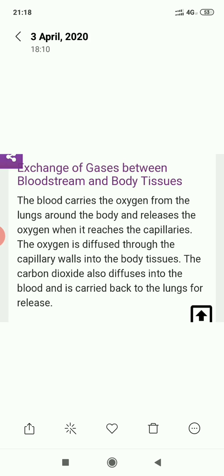From the lungs the oxygen will be carried into the body with the bloodstream, and it reaches the capillaries and then the body tissues, whereas the carbon dioxide will be carried from the body organs and tissues to the lungs, and then it will be released out of our body through the nostrils. So this is the exchange of gases between the bloodstream and body tissues. If the air has reached the lungs, then how will it be distributed to all other parts of the body, all other tissues and organs present in the body?